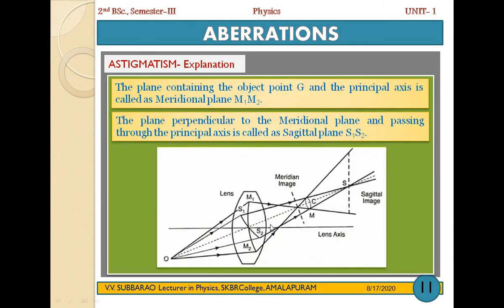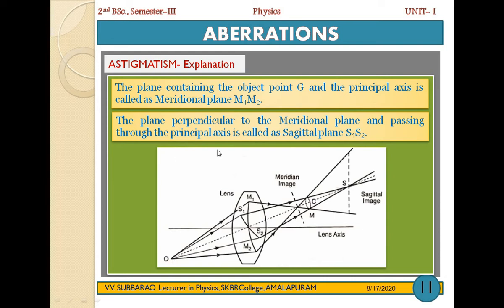Astigmatism can be explained by considering two important planes. One is the meridional plane and the second one is the sagittal plane. The meridional plane is the plane which contains the principal axis and the object point. The plane containing the object point and principal axis is called the meridional plane. M1, M2 is the meridional plane and it contains object point O and the principal axis.